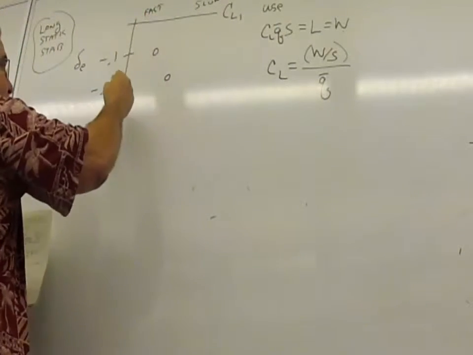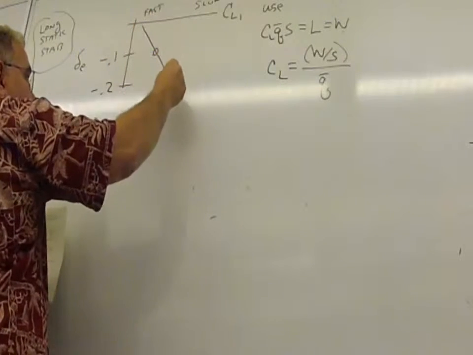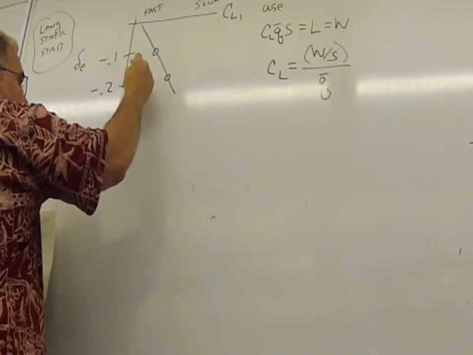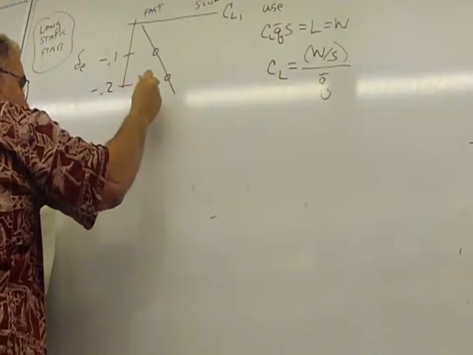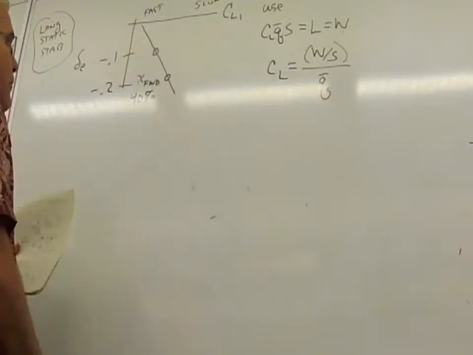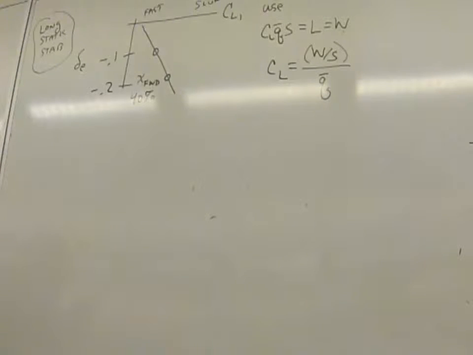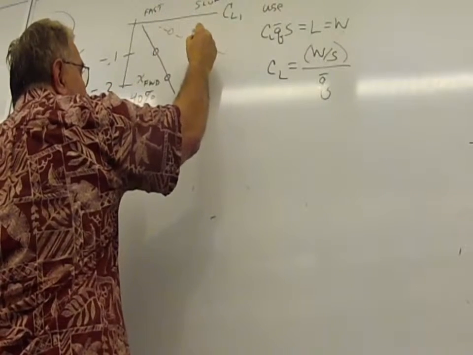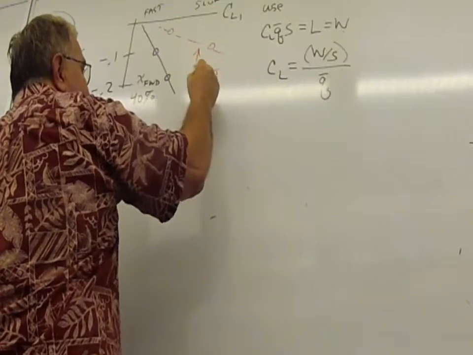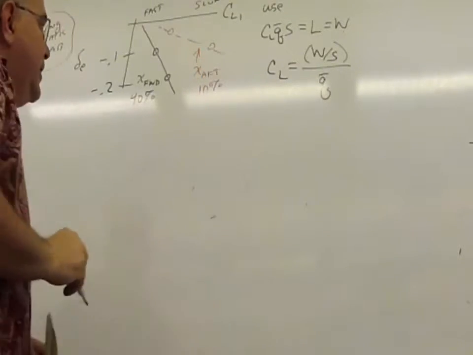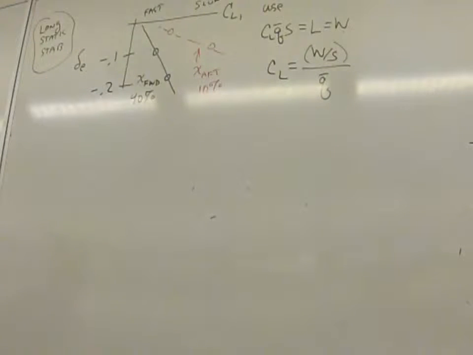I get 2 different elevator deflections, and I draw a slope. And this is going to be for X forward, and we'll say it's 40% forward. We don't know what that means right now, but it's way forward, 40%. Fine. Then we come and land. I burn out all the gas. So this is going to be for X aft. And we'll say that that's 10% aft. So I got 2 different slopes.